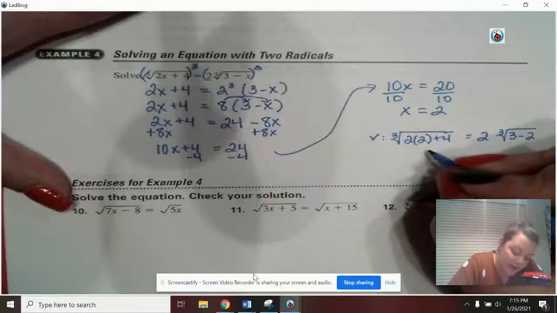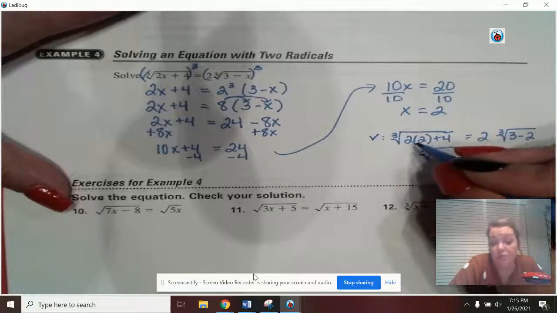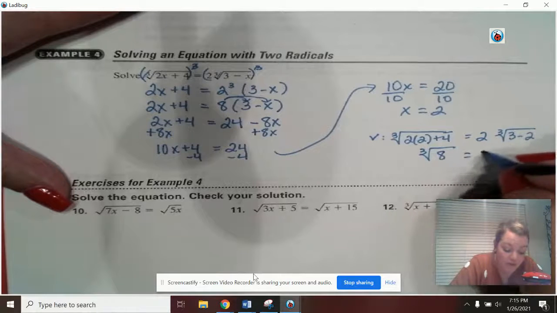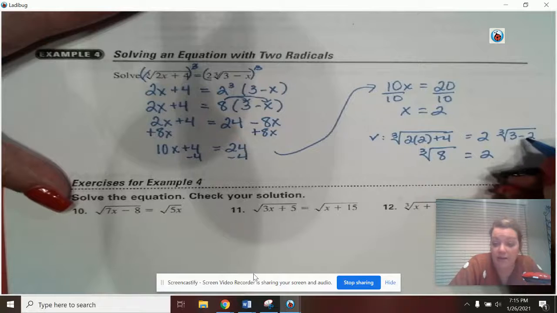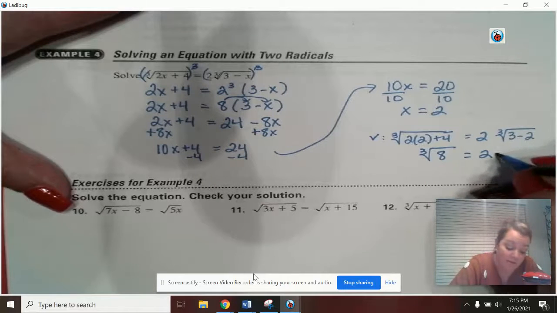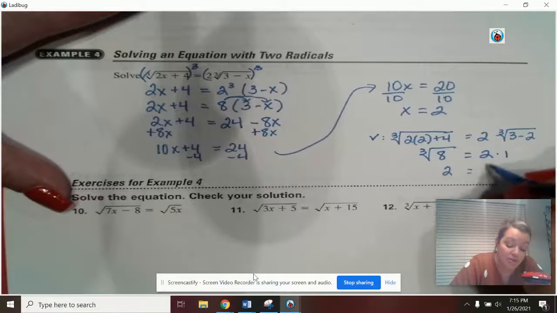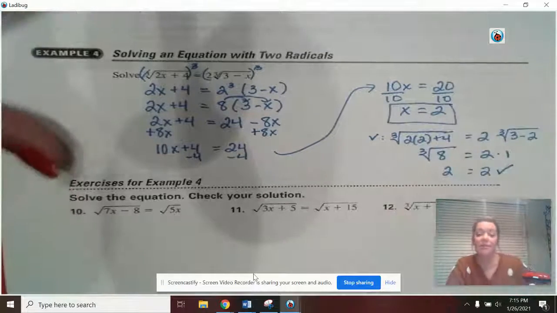All right, so now let's do some simplifying. Cube root, 2 times 2 is 4, plus 4 is 8, equals 2. Over here, 3 minus 2 is 1, and the cube root of 1 is 1. So this is 2 times 1. Cube root of 8 is 2, and 2 times 1 is 2. This checks. My solution is x equals 2.